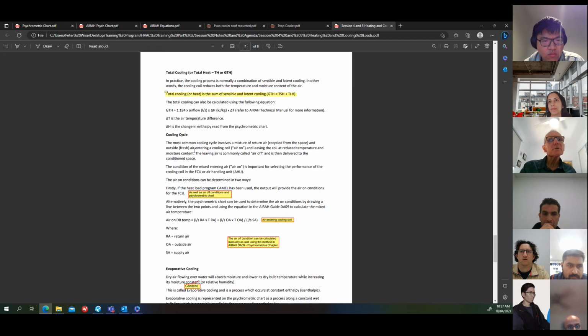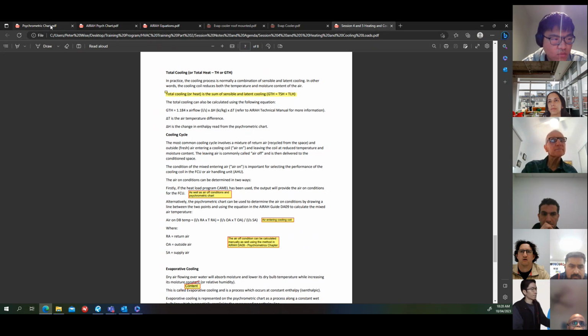Okay, so cooling cycle. As I mentioned before, the most common cooling cycle is a simple thing where you've got, say, a DX split system cooling an office or a house. You have a mixture of return air, which is recycled from the space, and outside air entering a cooling coil. The mixture is called the air on, where it enters the coil, and it leaves the coil at a reduced temperature and moisture content. The leaving air is called the air off, and that's delivered to the space.